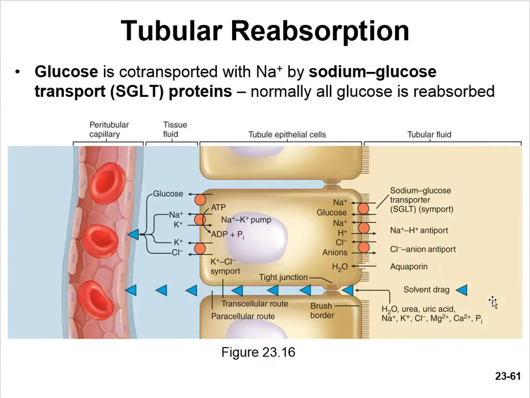Glucose is co-transported with sodium by SGLT proteins, sodium-glucose transport proteins. And normally all the glucose that's taken out of the blood is reabsorbed or put back. Unless you're diabetic, then you have too much glucose for all the transporters. They can't keep up, so ultimately a bunch of glucose is going to stay in the urine and be excreted out. Testing the glucose in the urine is one of the tests for diabetes.